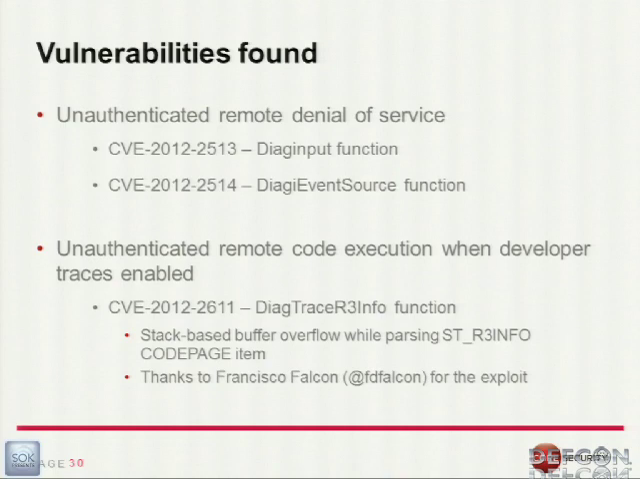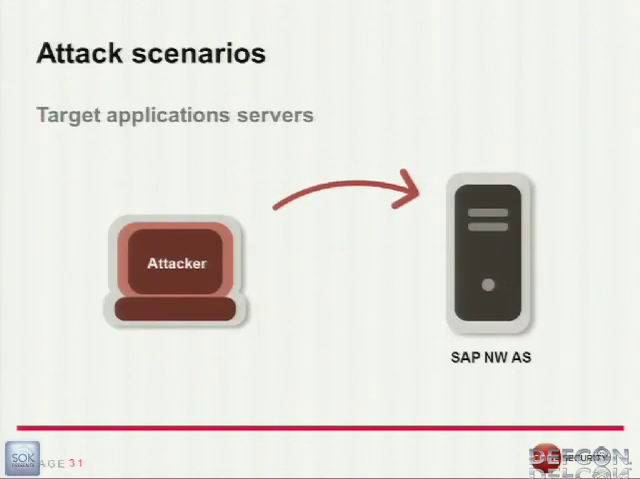The other vulnerability, and the most interesting one, is remote code execution when the developer traces are enabled. It's basically a stack buffer overflow while the application server parses one special API item. Well, Francisco Falcon from the Core Exploit team wrote the exploit for this issue, so thanks to him. I will show.